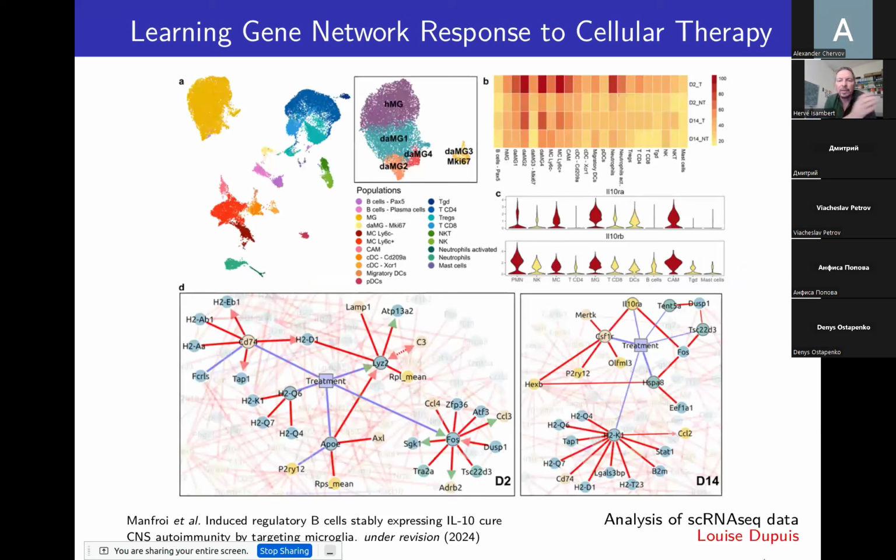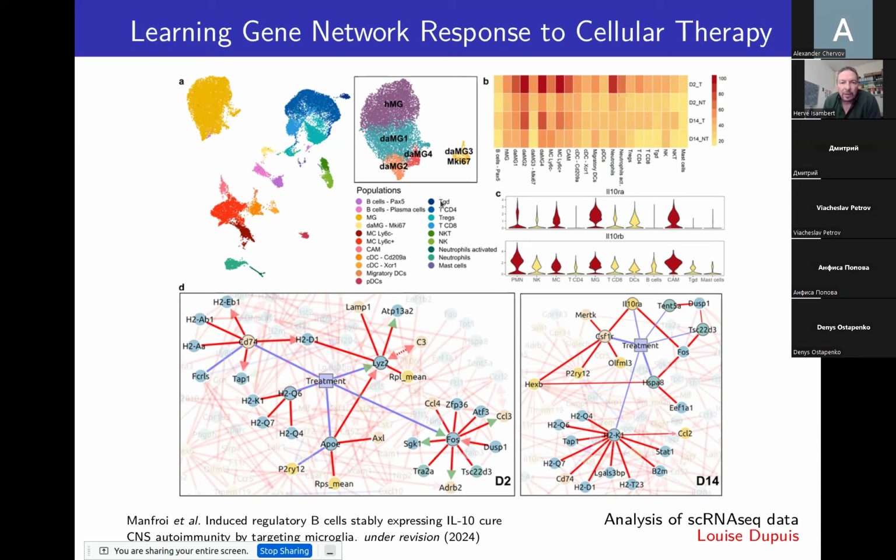And Louise Dupuis in my team, who analyzed this data, first identified that these injected B cells, B-Regs, mostly affect the microglia, which are the other type of cells in the brain whose job is normally to protect the neurons and clean the brain, essentially. But in this disease, these microglia switch phenotype, and instead of protecting the neurons, they actually attack them. So this is actually an autoimmune disease where the cells just fight against other cells.